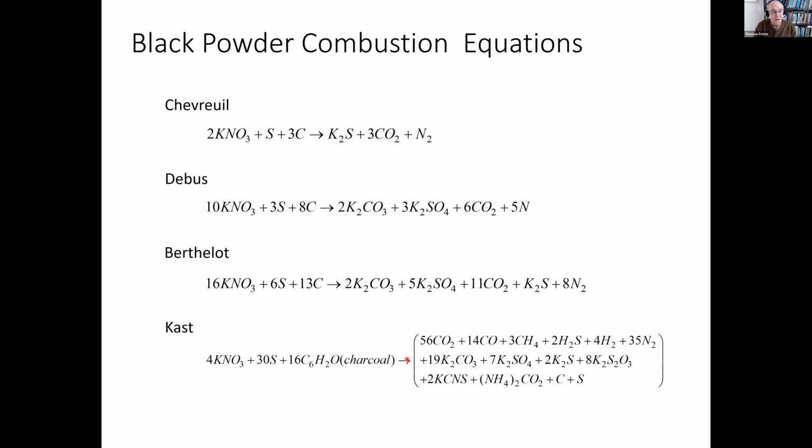Now, there's actually four equations that are commonly cited. They all date from the early 1800s. It's the heyday of black powder. They're all balanced equations, and each one has an increasing number of combustion products. We're going to start with Chevreul's equation, but then we'll loop back on all four. How do we calculate the pressure from these equations?